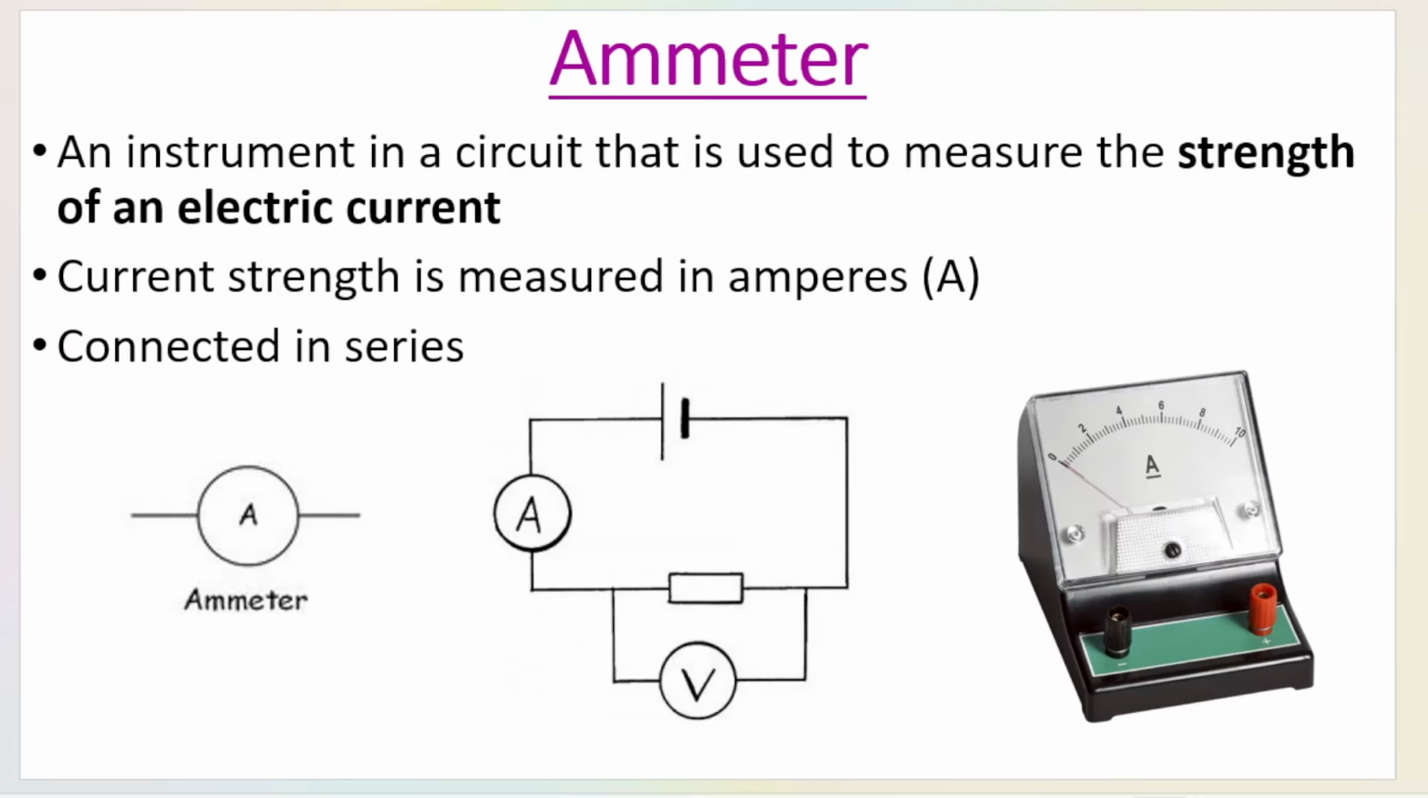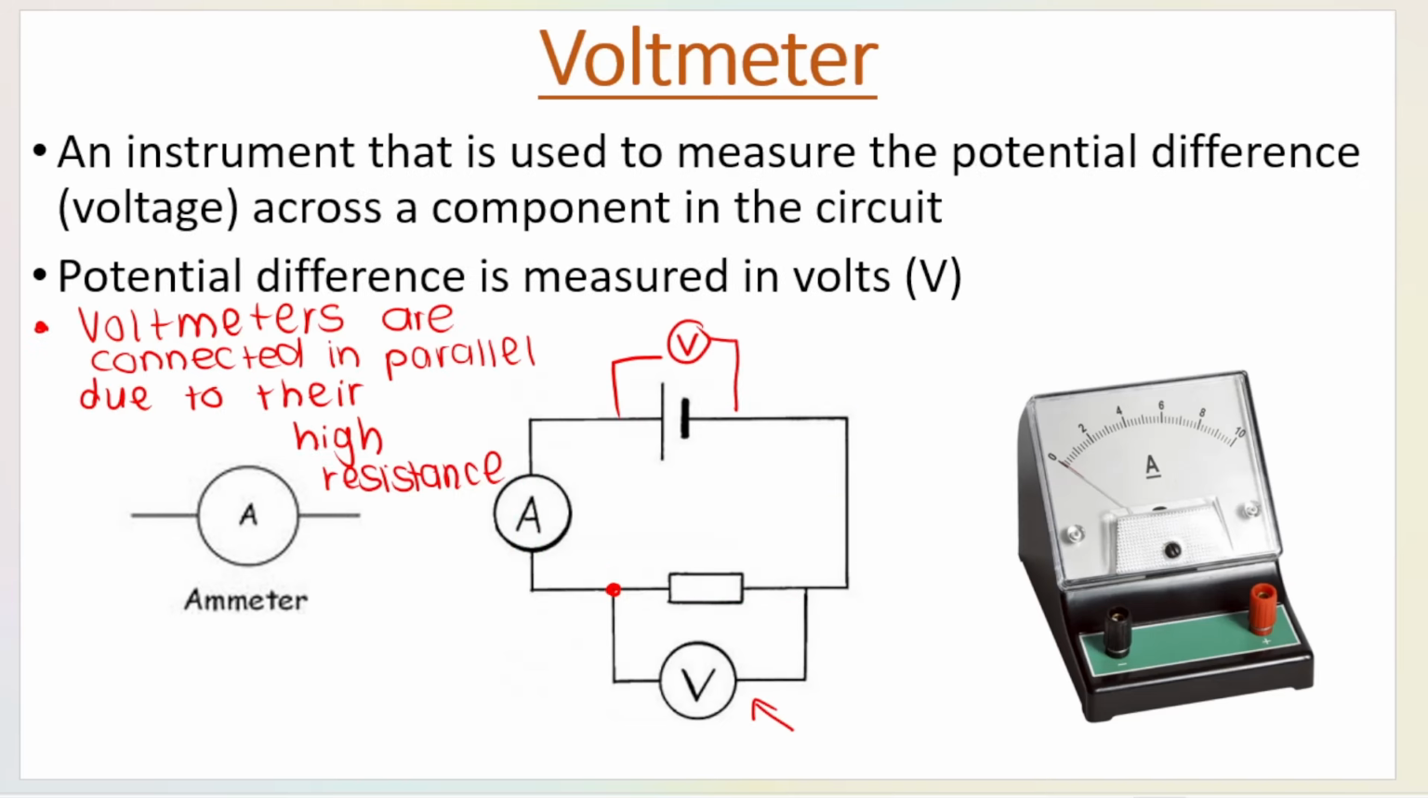Ammeters are connected in series. So here we can see this is the main line of the circuit. The ammeter is connected in series. So it's connected along the main line of the circuit. You can see that a voltmeter is different. Here's the main line of the circuit. The total current flows through that main line. The voltmeter branches off, which means it is connected in parallel.